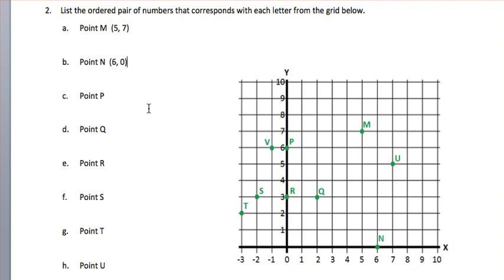It stays directly there. Point P is another one that's on the axis, but it's on the y-axis. We did not go across either way, so the first coordinate is 0, and the second coordinate is 6. Point Q, we went across 2 and up 3, so our ordered pair is (2, 3). Point R, again, we did not go across, so our first coordinate is 0, and our second coordinate is 3.